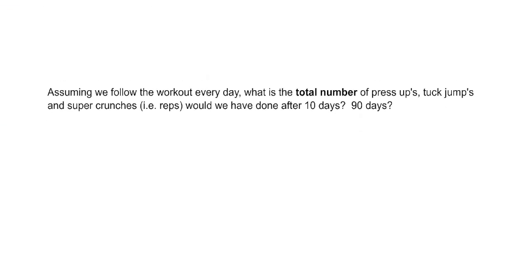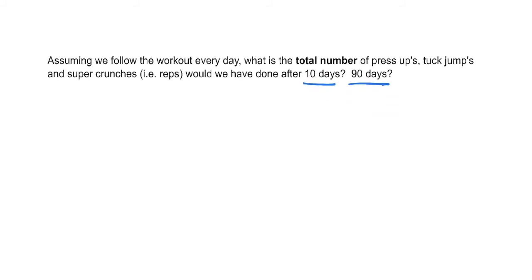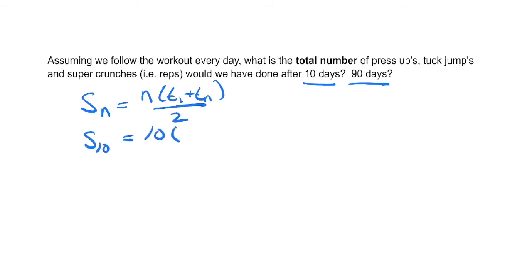This example: we want to calculate how many reps we would have done in total after 10 days and after 90 days. So we just apply our new series formula that we learned. S of n is equal to n times t of 1 plus t of n, all over 2. We want the first 10 terms, so n is 10. The first term in our sequence was 3, and if we remember in our chart, on the 10th day we did 30 reps, divided by 2.